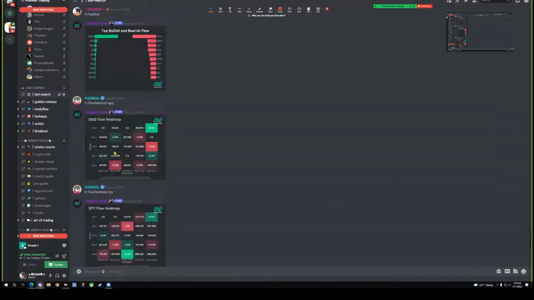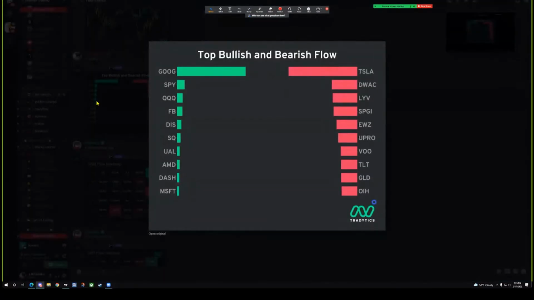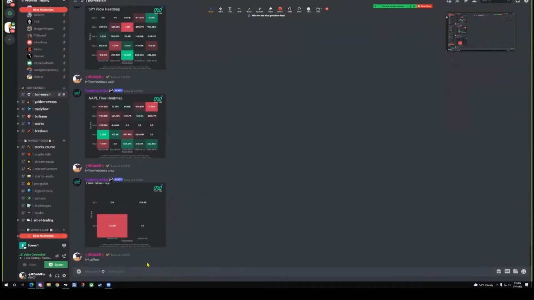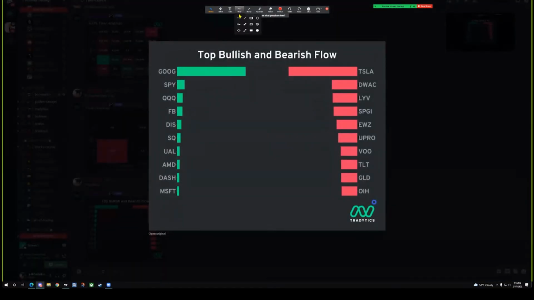Now, the second thing is basically the top bullish versus bearish. Now, you want to go ahead and search up TR top flow. So you search up TR and then top flow right after, and then we'll show you this. Now, here's the key with this thing. This thing works great on Friday. Okay? On Friday.